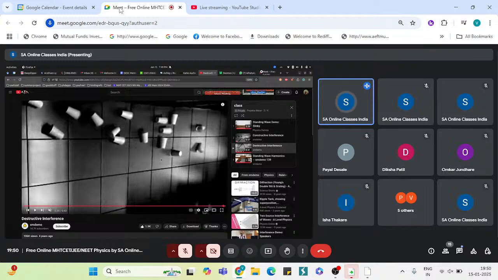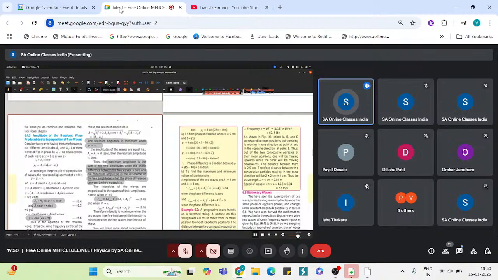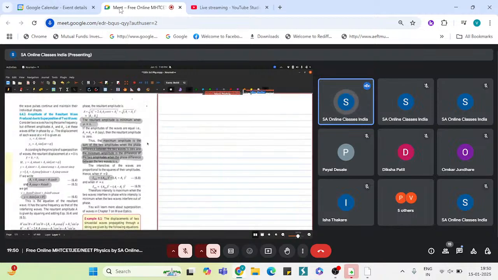Good demonstrations actually. So this was just the conceptual understanding of what is constructive superposition and destructive superposition. And now we are going to formally look at the derivation of the resultant amplitudes and the resultant motion essentially. So the next point will be the amplitude of the resultant wave produced due to superposition of two waves.